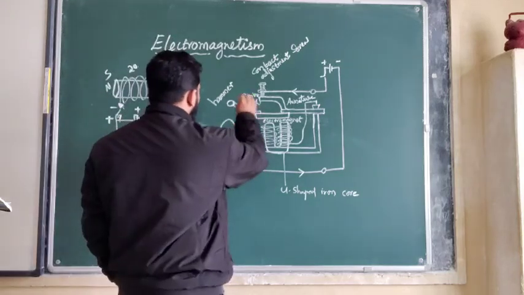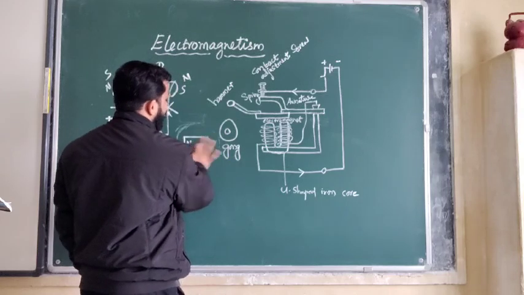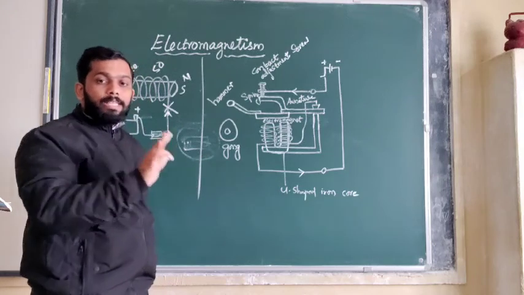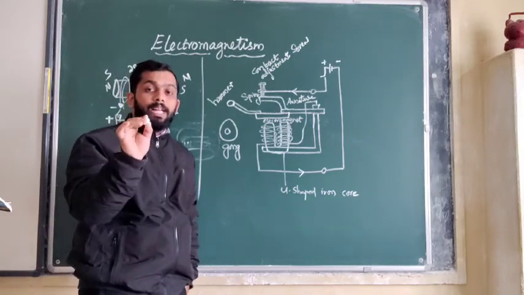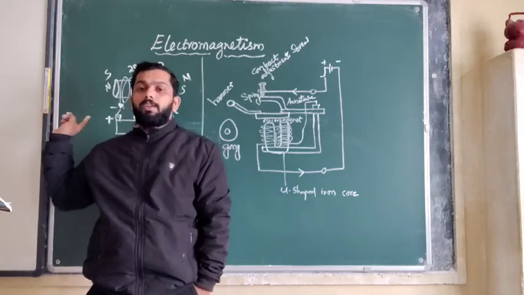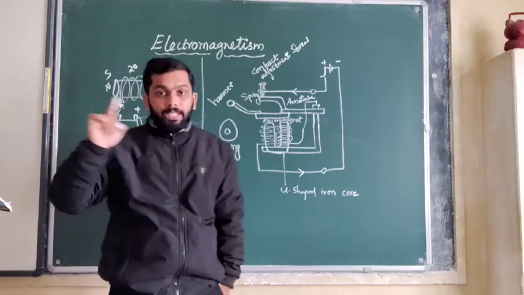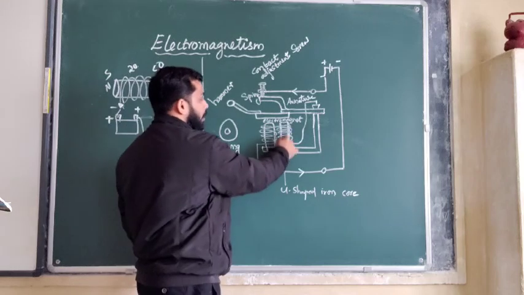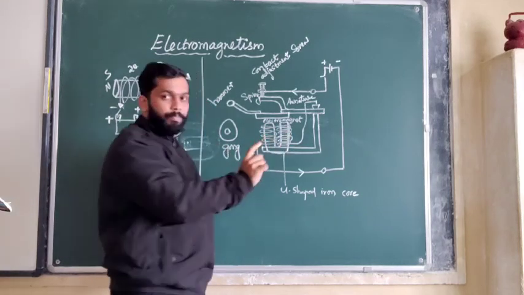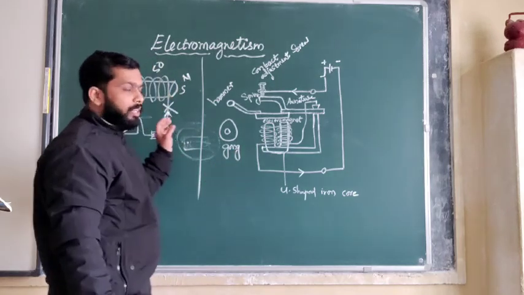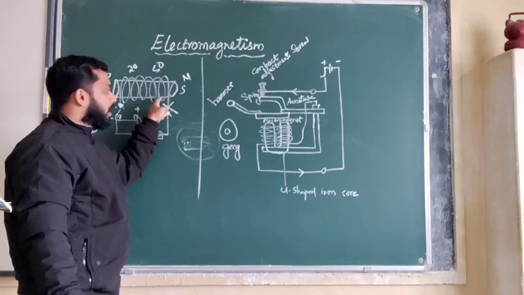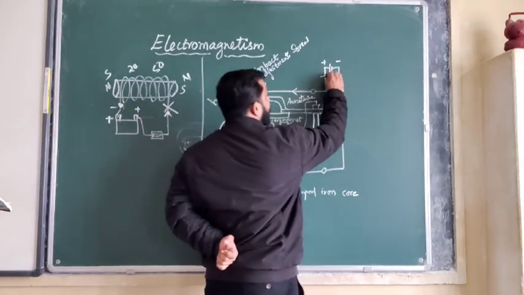This is the diagram of an electric bell. The electric bell works on the principle of electromagnetism. Earlier we used a circular cylindrical-shaped iron core, but here we are going to use a U-shaped iron core. You can see the U-shaped iron core I have placed here. When current is passed through the wound wire, it acts as an electromagnet. I have given a cell here.